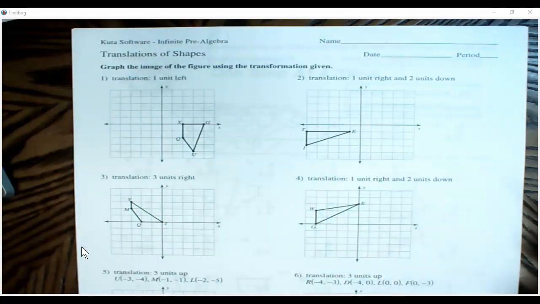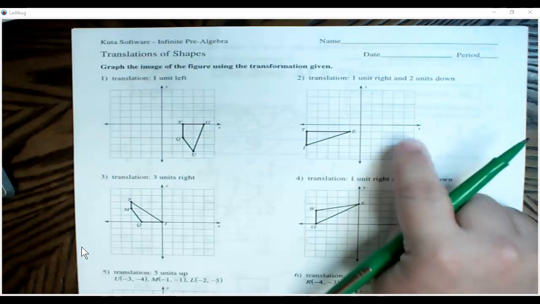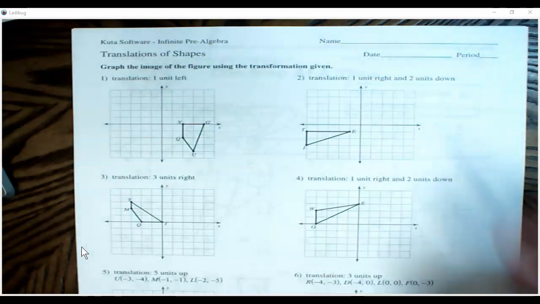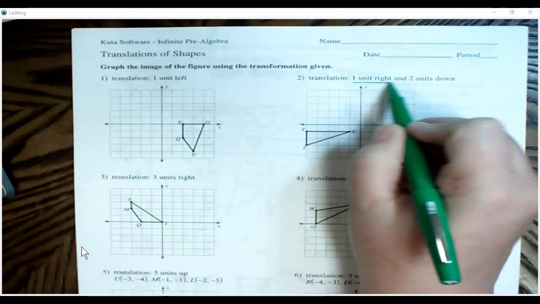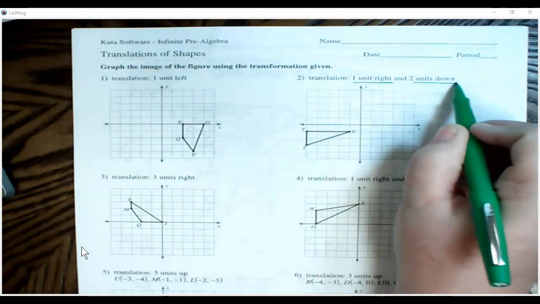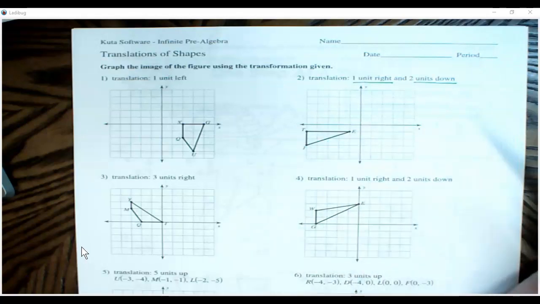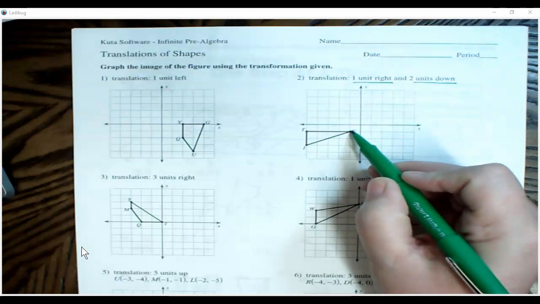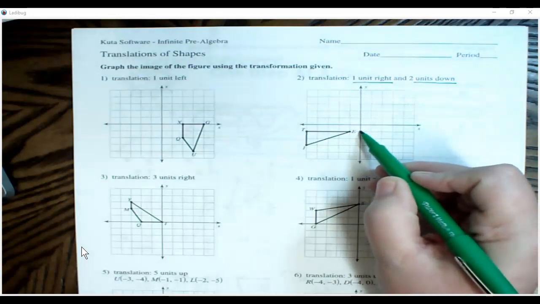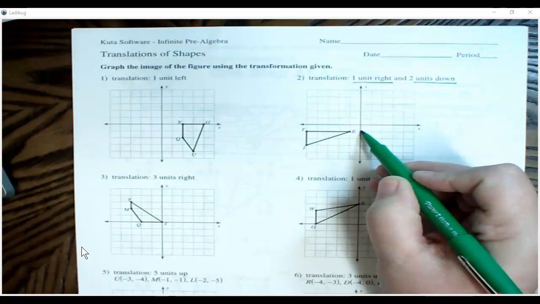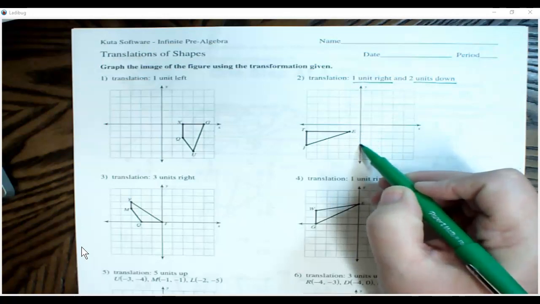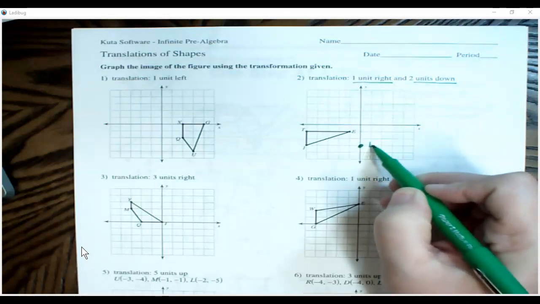translate the shape. So they just want you to move it around the coordinate plane using the descriptions that they give. I'm going to work on number 2 together. So first we want to go 1 unit right and 2 units down. So what I'm going to do is take each point individually and follow those directions. If I start at point E, I go 1 unit right, 2 units down. 1, 2. There's my point E prime.